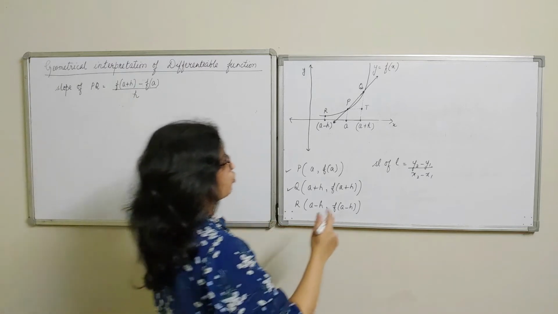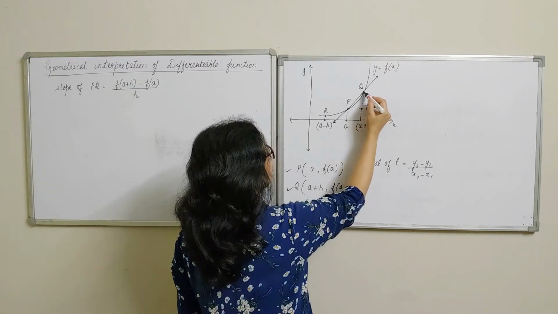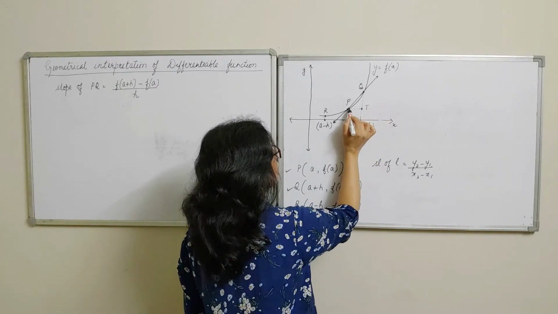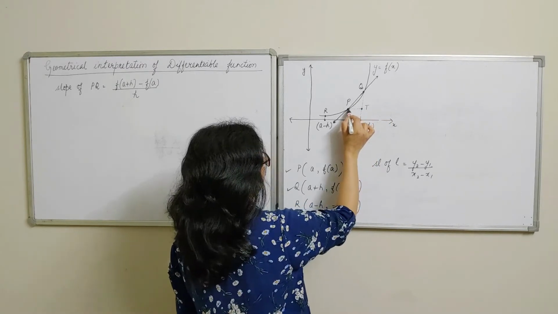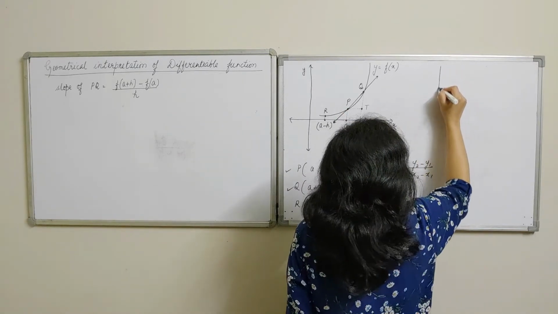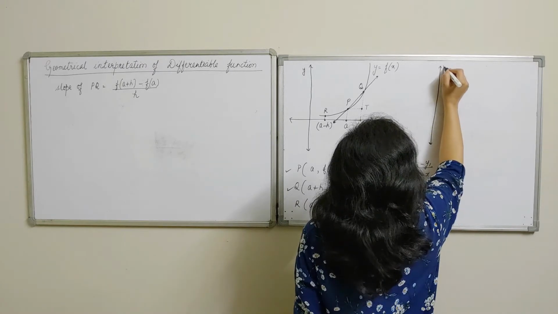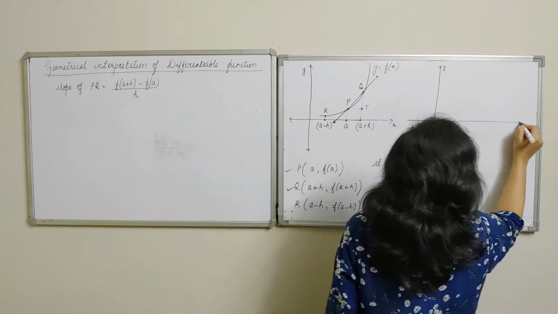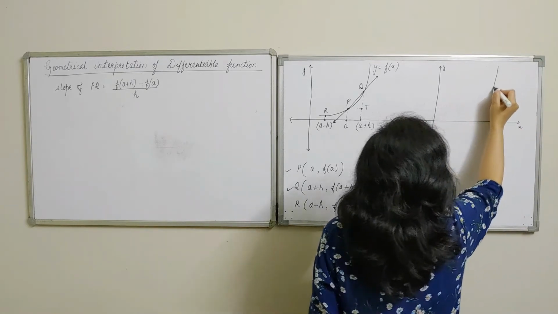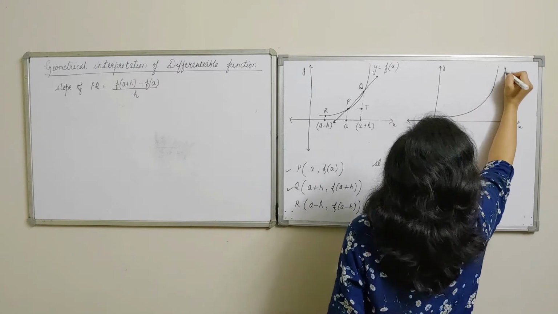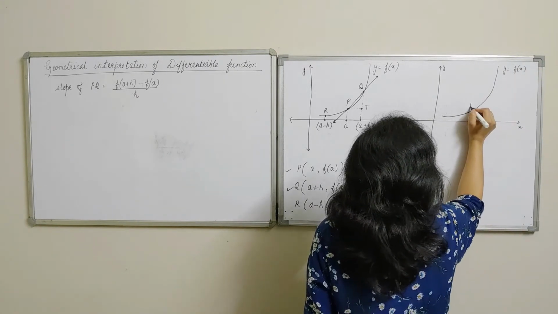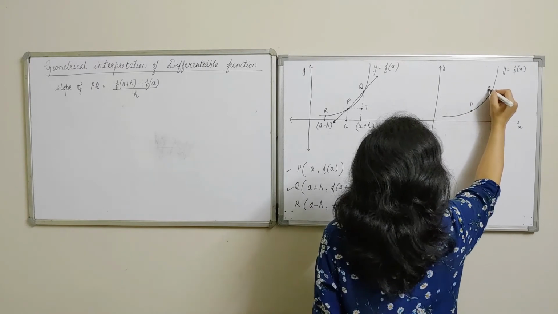Now let us move to a situation where this point Q is brought closer and closer to P till it is almost coincident with P. So I'll draw another graph here. This is the graph of the same function, y is equal to f(x). This is the point P that I have taken. Somewhere here is the point Q.